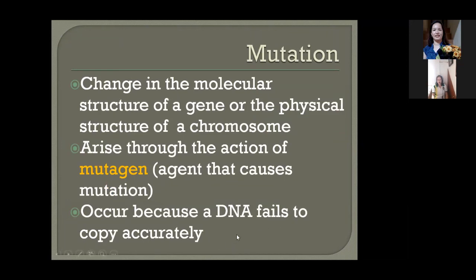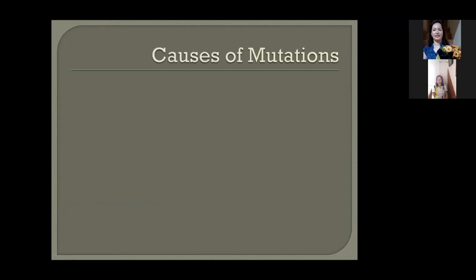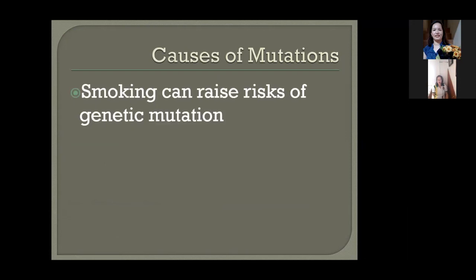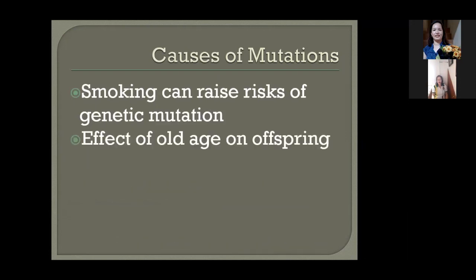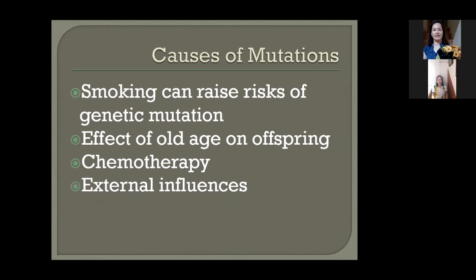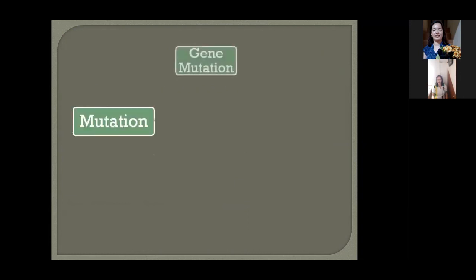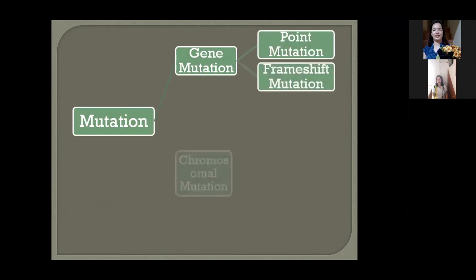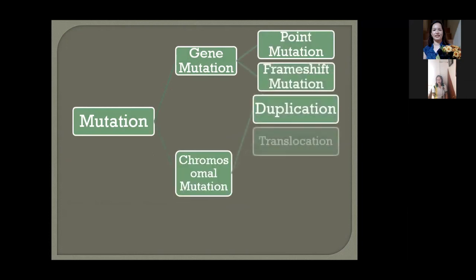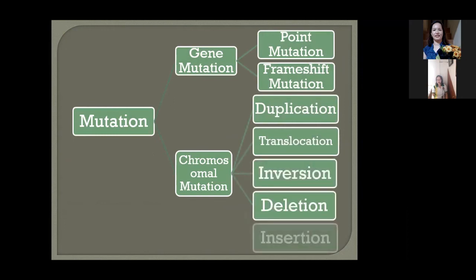And when copying is not accurate, it will result in mutation. So what are the causes of mutation? First, smoking can raise the risk of genetic mutation. Then we also have the effect of old age on offspring, chemotherapy, so it's all about the effect of radiation, and of course other external influences. So what are the different kinds of mutation? We have gene mutation. There are two under gene mutation: point mutation and frameshift mutation. For chromosomal, we have duplication, translocation, inversion, deletion, and insertion.